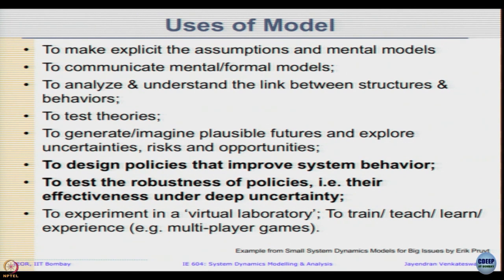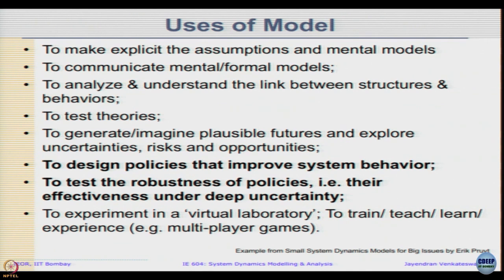This slide summarizes the actual use of all the modeling and model building exercises that we are doing throughout the semester and beyond. These are broad uses of why we are even doing all the modeling: to make explicit the assumptions and mental models that we may have, to communicate the mental or formal models, to analyze and understand the link between structures and behaviors, to test theories, to generate possible futures and explore uncertainties, risks and opportunities, to design policies that improve system behavior, to test robustness of the policies and their effectiveness in deep uncertainty, to experiment in a virtual lab, to train, teach, learn, experience, etc. These are all the broad purposes of model building.